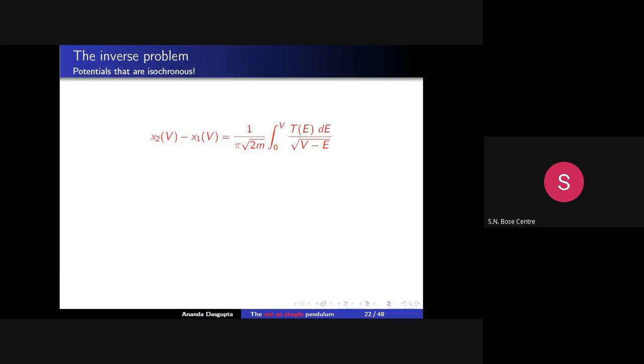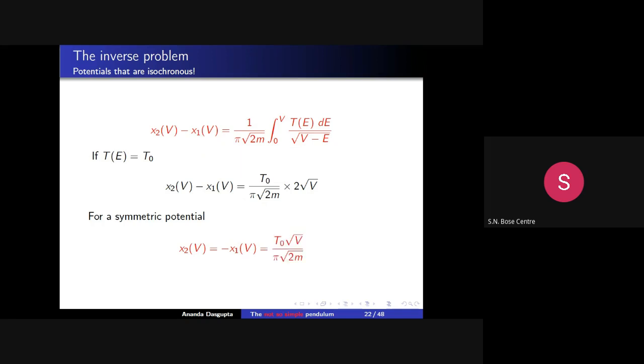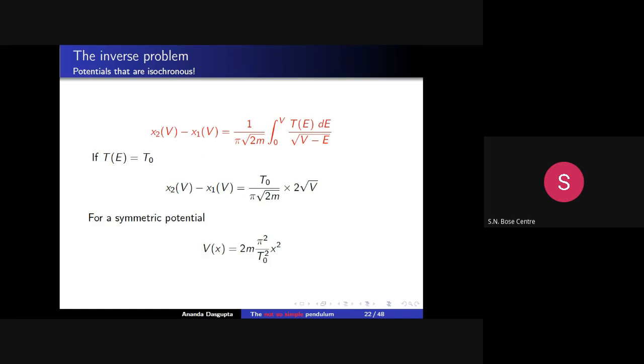So if you have isochronicity, that is, T of E is independent of E, just T0, then x2(v) minus x1(v) works out simply: the T0 comes out of the integral. This integral is trivial. Again, class 12 stuff. Calculate this, you get this result for the width. And for a symmetric potential, x2 and minus x1 is just double of x2. So you get this, and that gives you a very well-known result that V of x is proportional to x squared. So symmetric isochronous potentials have to be simple harmonic, of this half kx squared form.